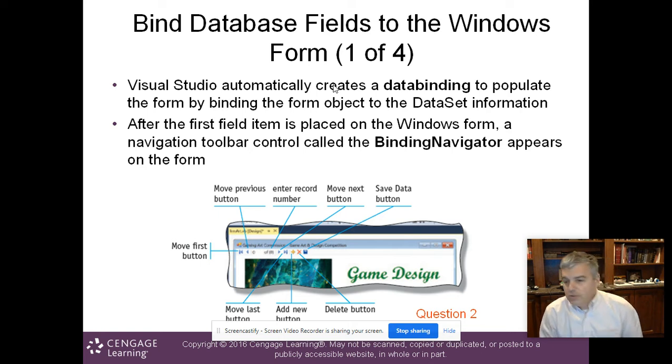So question 2 for you is name 5 of the functions that the data binding or the binding navigator provides for your app automatically. Okay, so what are the 5? There's more than 5, but name 5 of the functions that the binding navigator provides for your app.